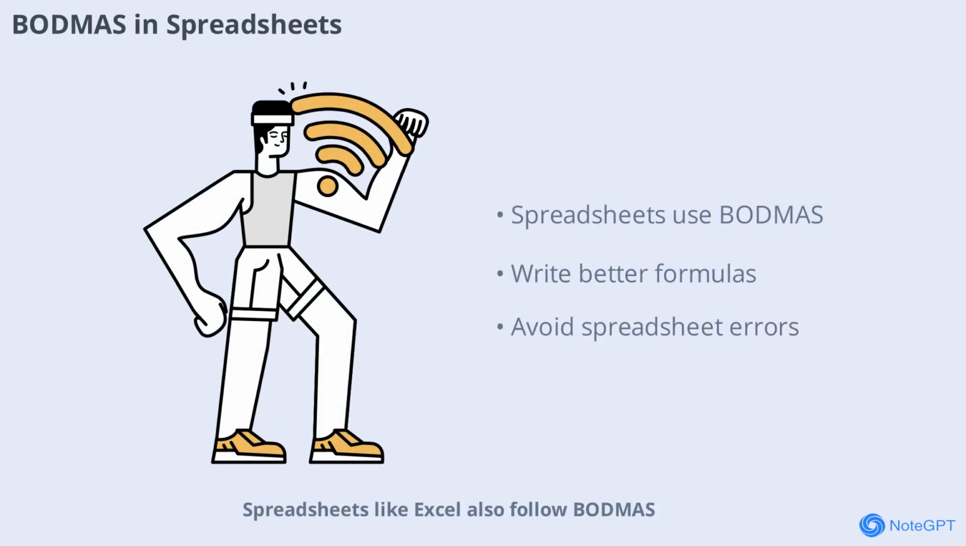Spreadsheets like Excel also follow BODMAS. When you create formulas in a spreadsheet, the program uses the order of operations to calculate results. This is especially useful for managing data, finances, or scientific information. Knowing BODMAS helps you write better formulas and avoid errors in your spreadsheets.